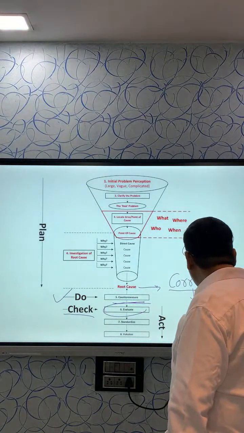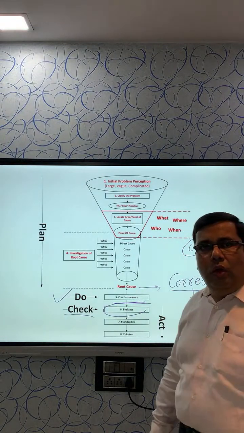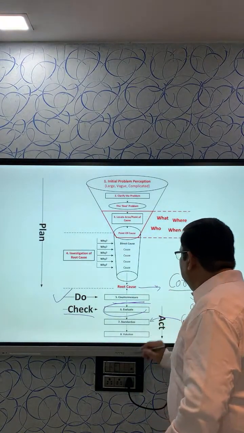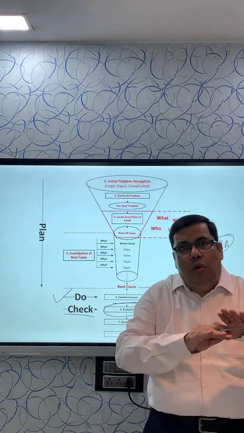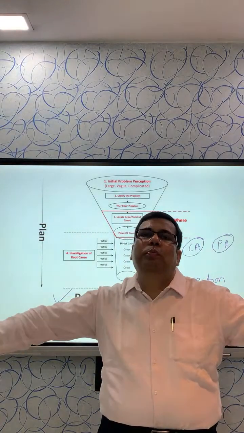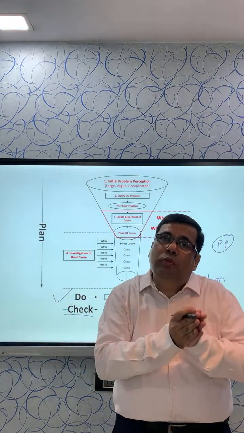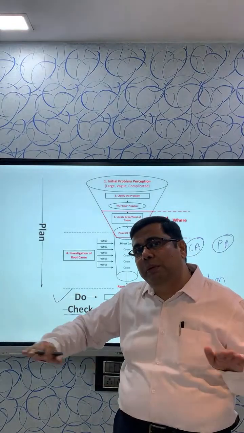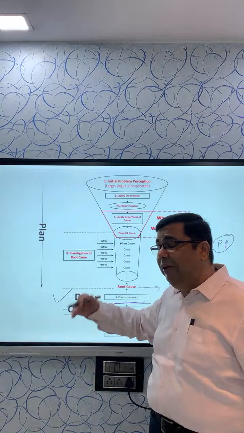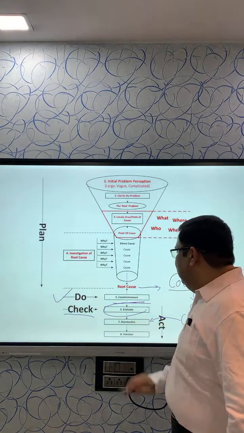Then you implement CAPA. And once you implement CAPA, you standardize this CAPA. Means what? You implement the CAPA across all the equipments. There is no complaint from the specific equipment, but still you have to implement the CAPA for all the similar types of equipments, if it is the equipment related CAPA. So that is what standardizing the CAPA means.